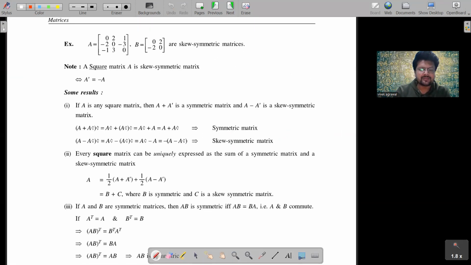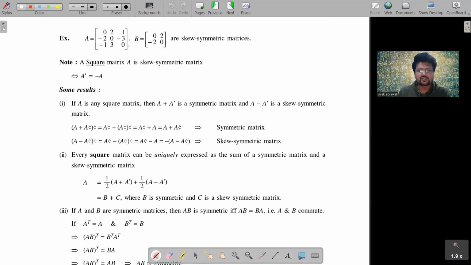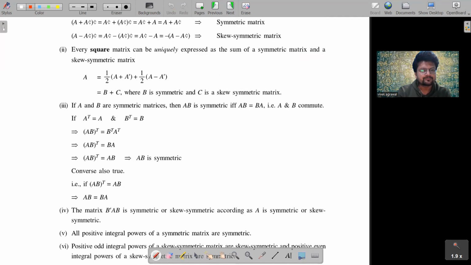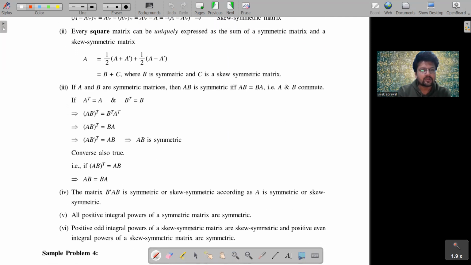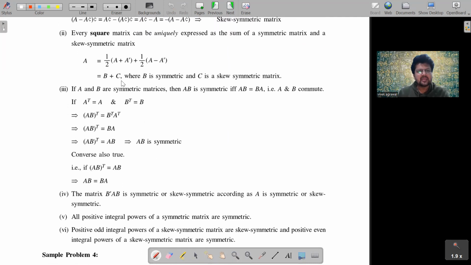So in a skew symmetric matrix, there will always be 0, 0, 0 in the diagonal elements, right? That I told you. Now, point number 2, which is important to us: every square matrix, we can write in the form of a symmetric matrix and a skew symmetric matrix. So suppose you have any normal matrix.